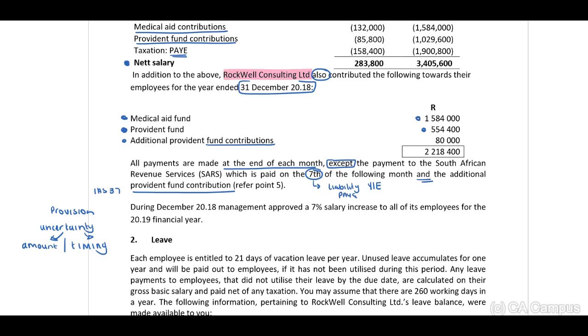But in terms of our provident fund contribution, at this point in time we still need to refer to point 5. During December 2018, management approved a 7% salary increase to all of its employees for the 2019 financial year.